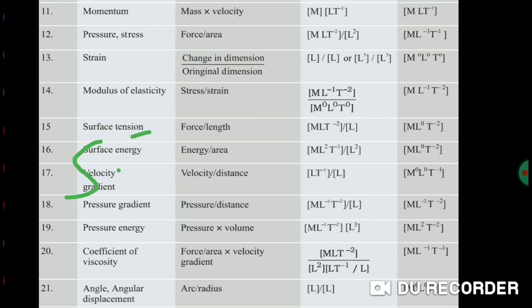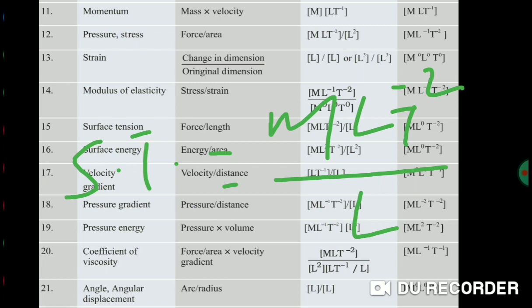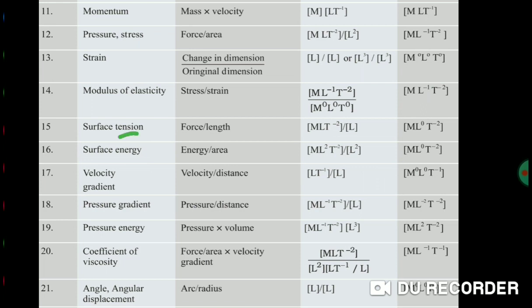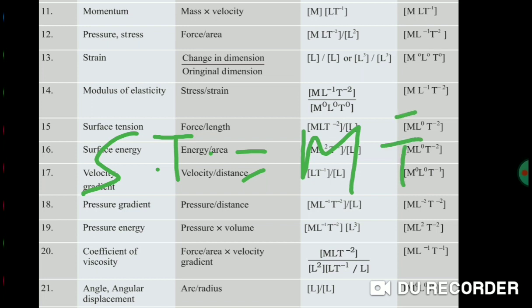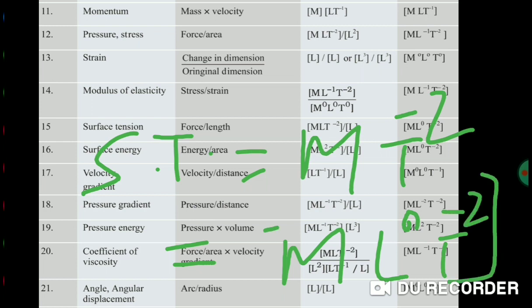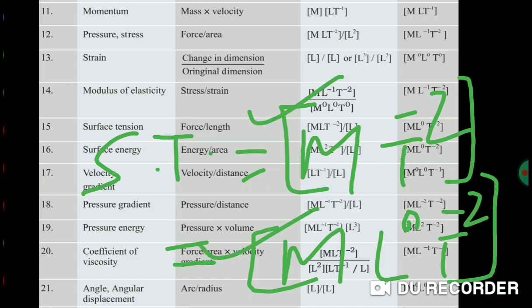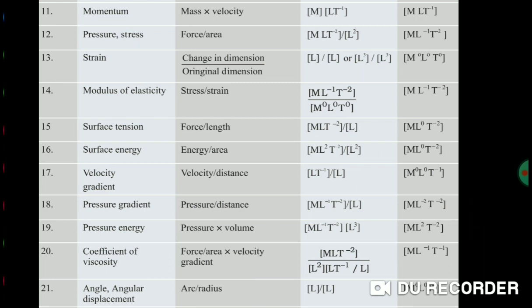So surface tension is equal to force, MLT^-2, divided by length L. So L and L cancel. The formula becomes surface tension equals MT^-2, or you can express it as ML^0T^-2. You can express it in both forms, either this one or that one. Is it clear? Good.